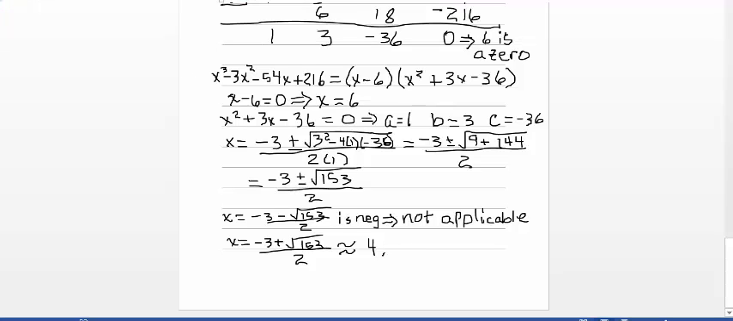So those are my two possibilities for the depth, and that's all we were asked to find for the problem. So the depth could be 6 inches or about 4.7 inches.